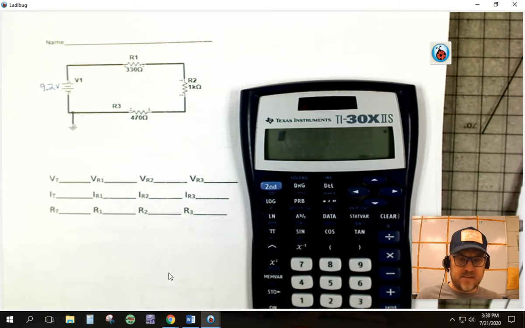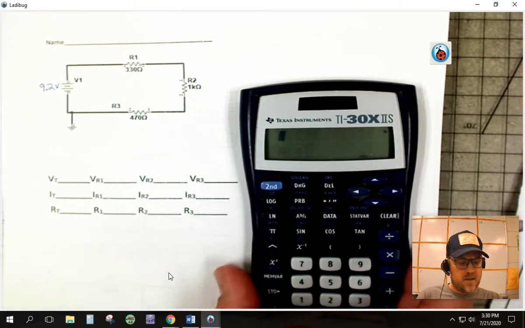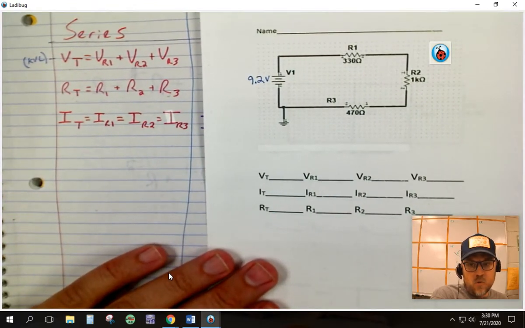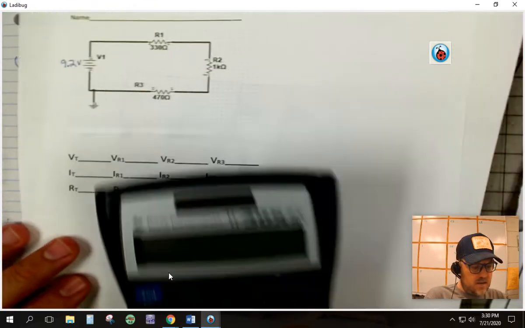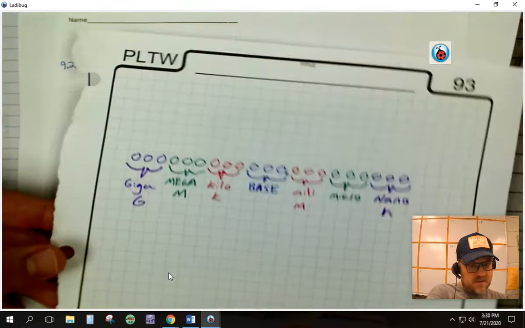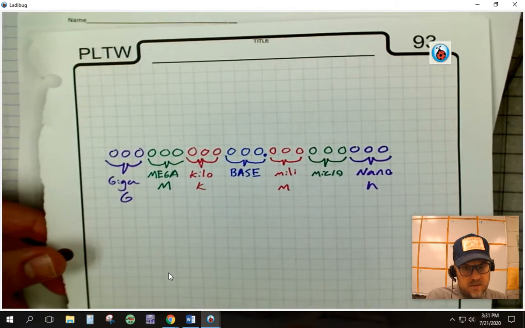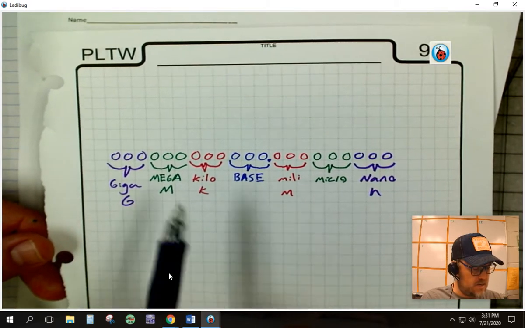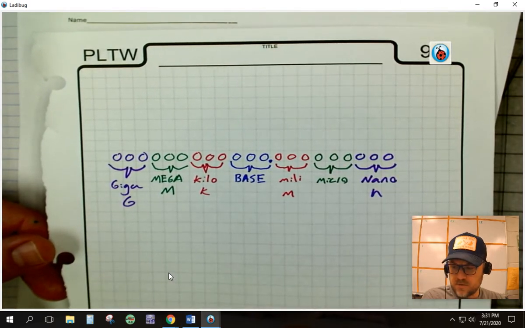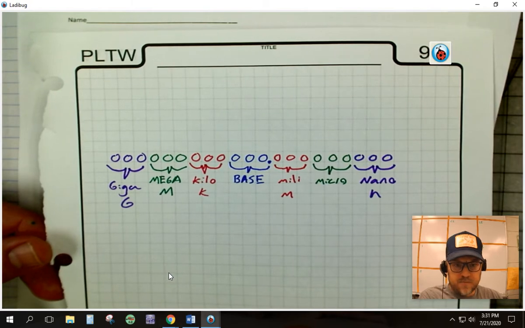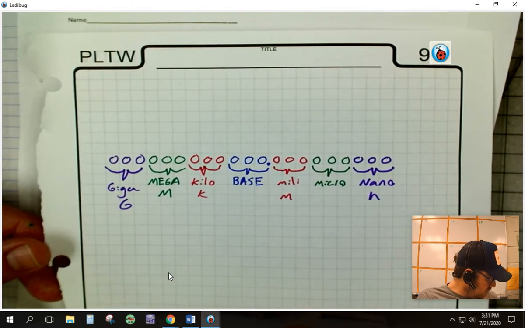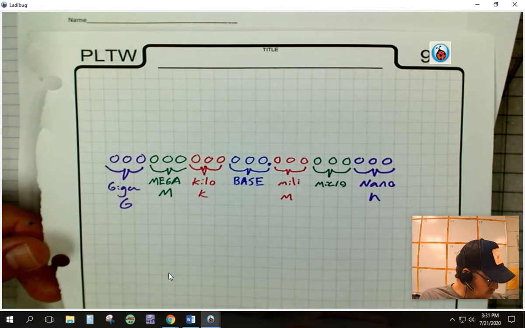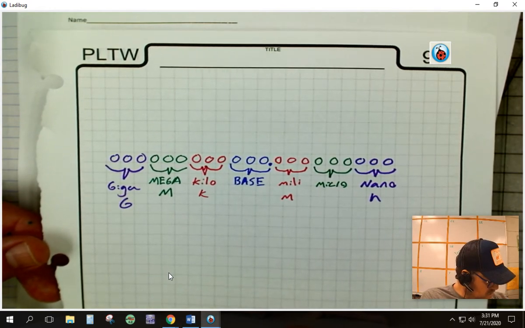A couple of things that I have out here are my calculator. Behind me, I have my series circuit formulas that I'm going to be using. And then I also have this guy here. I call this my slide chart, and I have the kids use this to figure out how to convert back and forth between units. So I'll quickly also show you how to use this in conjunction with the other stuff.